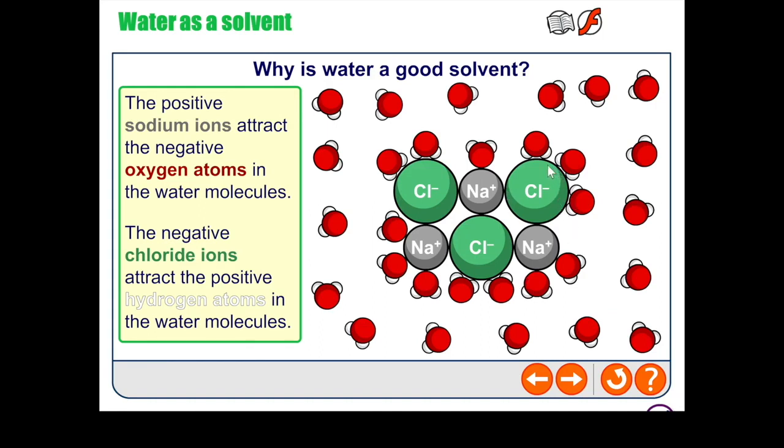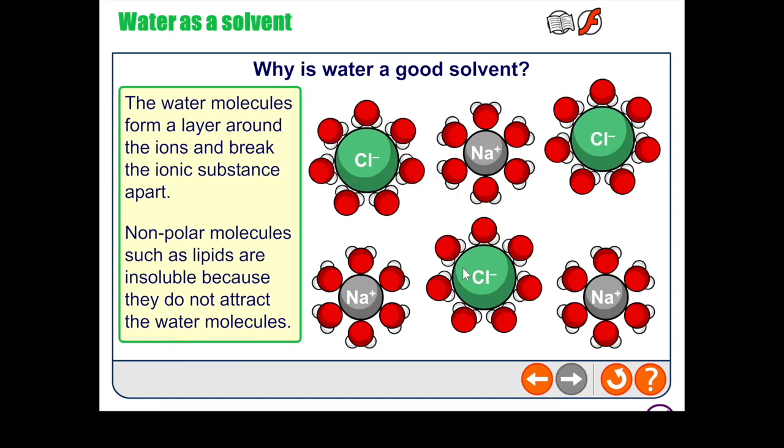Now take a look at the way the water molecules are arranged here. The hydrogens point to the negative chloride, and the oxygen points to the positive sodium. This results in the formation of what we call hydration shells. So you see these circles surrounding the opposite ions. They insulate these ions and prevent them from attracting each other. So these are called hydration shells.